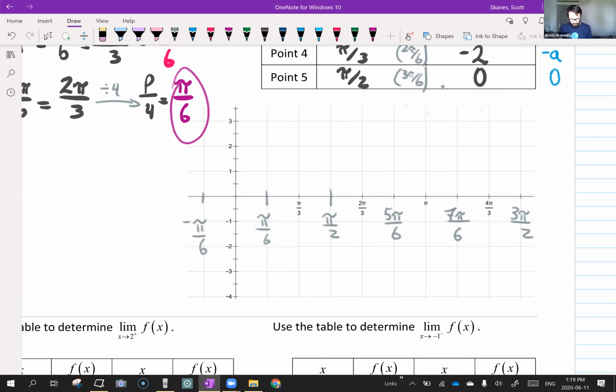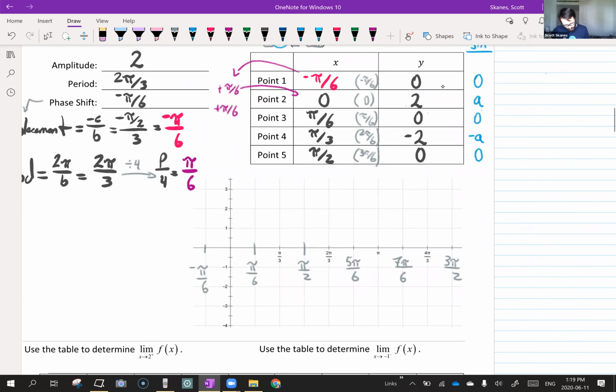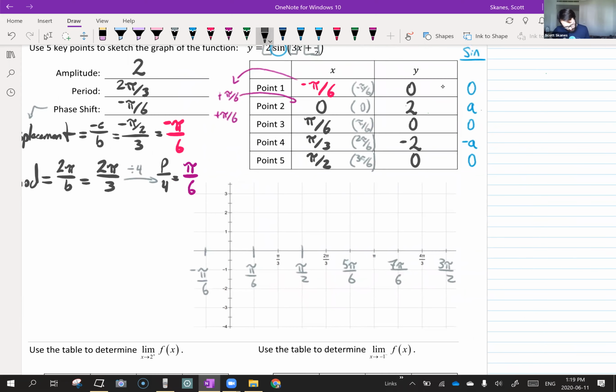All right, so multiple ways to get the same thing. Let's fill in our sketch. Negative pi over 6 and 0. 0 and 2. Pi over 6 and 0. Pi over 3 and negative 2. And pi over 2 and 0. So I'll sketch this in. I won't be so careful with it. I'll just make a nice curve.